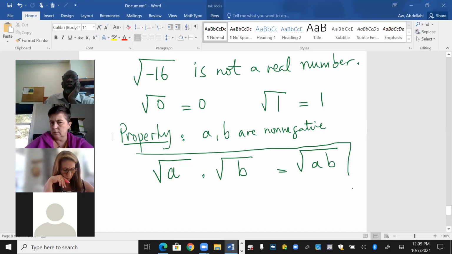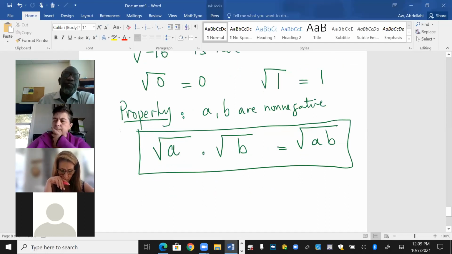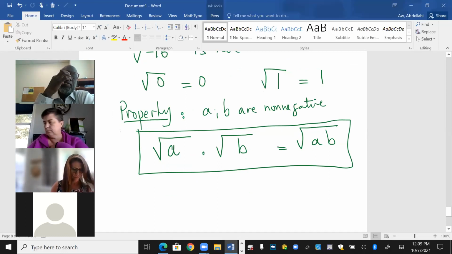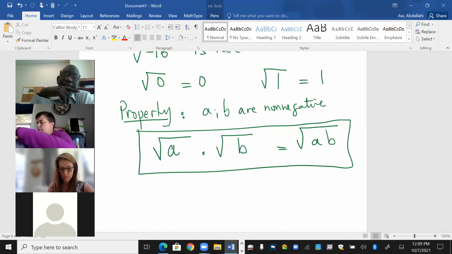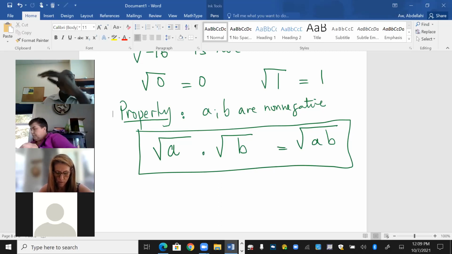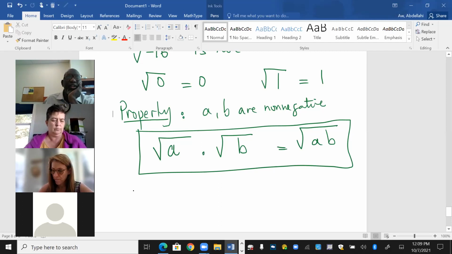Okay, so basically this example tells you that when you multiply two square roots, you can put them together. That is a very, very important property of square roots. When you multiply them, you can actually put them together. All right, so for instance, somebody asks me to simplify this.